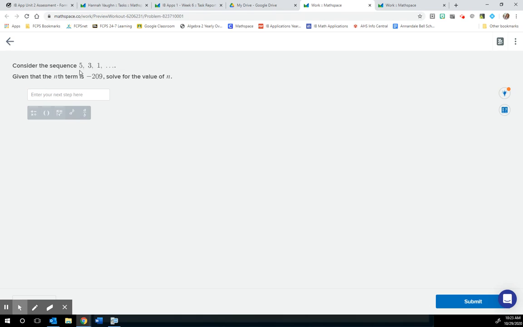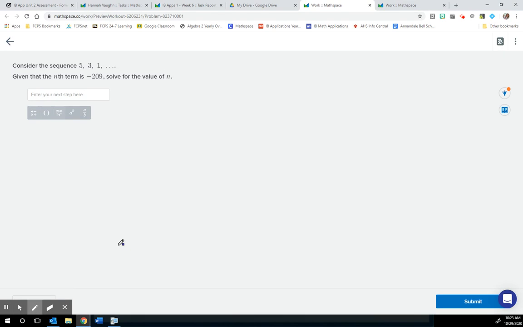I can see that I'm decreasing each term, and I'm decreasing by 2 each time. If I do 5 minus 2, I get 3. 3 minus 2, I get 1. There's no way to go from 5 to 3 and then 3 to 1 when I'm multiplying. So that tells me this is an arithmetic sequence.